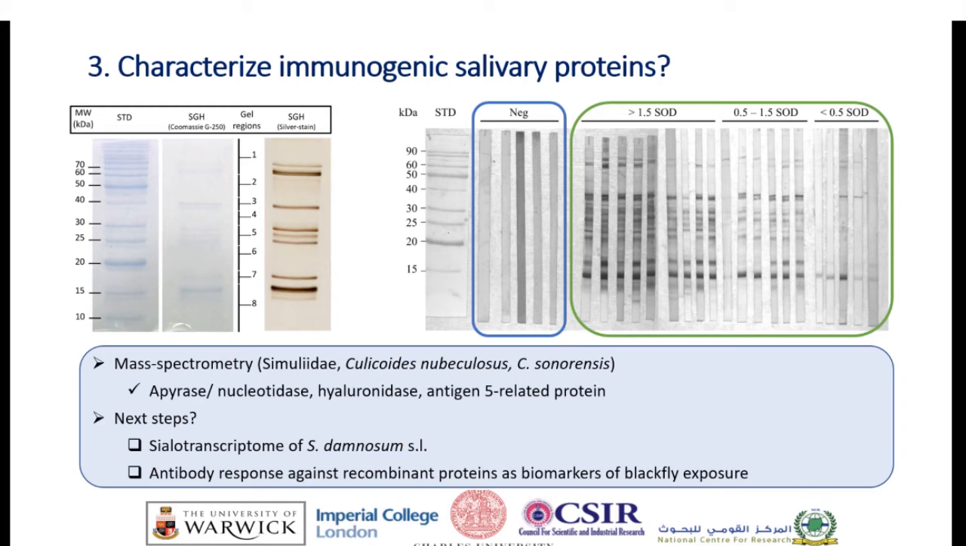The mass spec analyses identified that there is apyrase, hyaluronidase, and antigen 5-related protein present in blackfly saliva. These are all well-known salivary proteins, but definitely as a next step, the sialotranscriptome of Simulium damnosum sensu lato should first be unraveled in order to really identify immunogenic salivary proteins, and then recombinantly express them and use them as a marker of blackfly exposure.